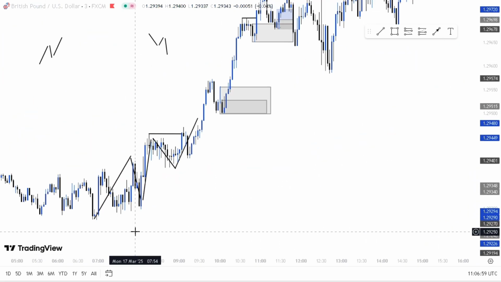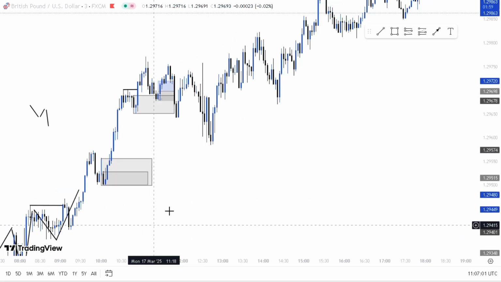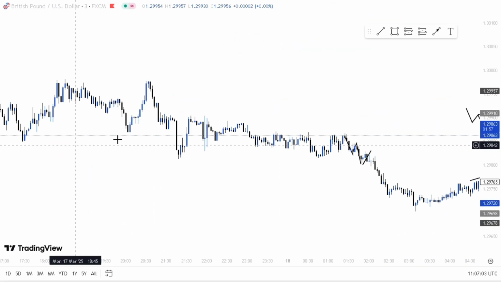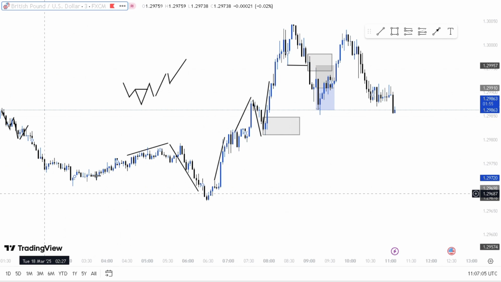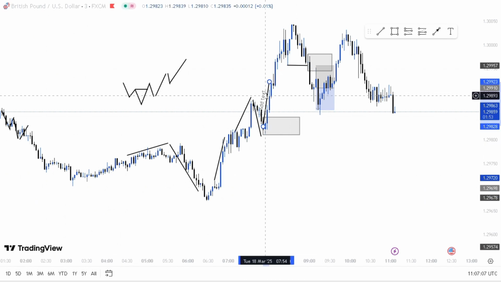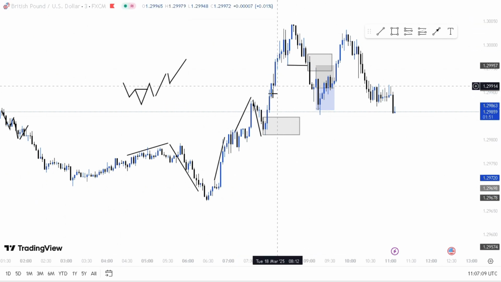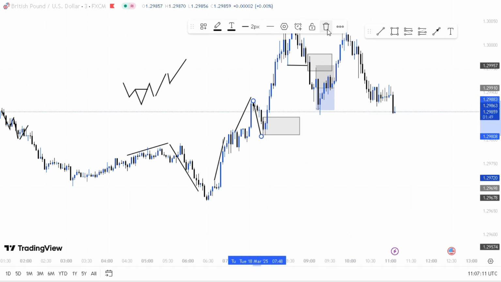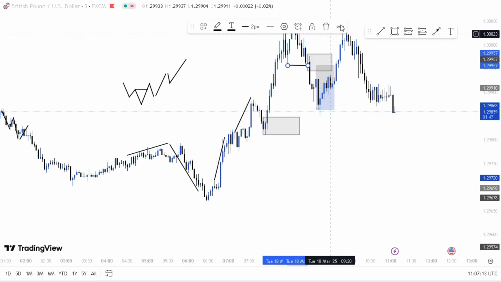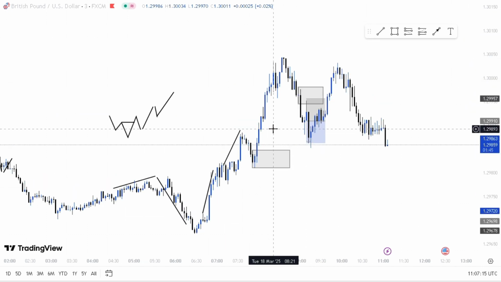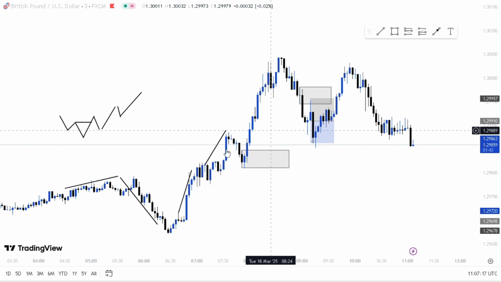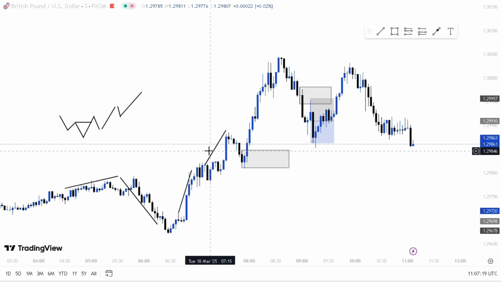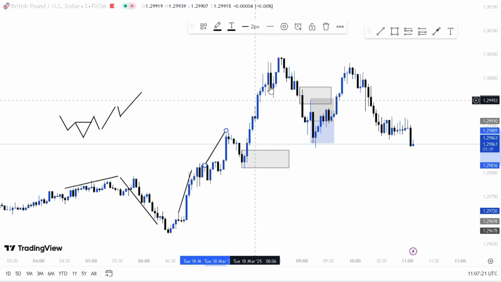Basically, this is it, guys. This is ICT market structure. Now I want to show you this trade because this is today's trade. I took this trade today. Let me show you what I was thinking when hopping into this market.